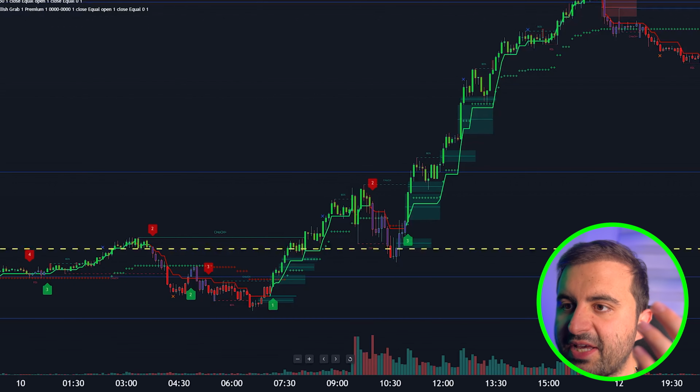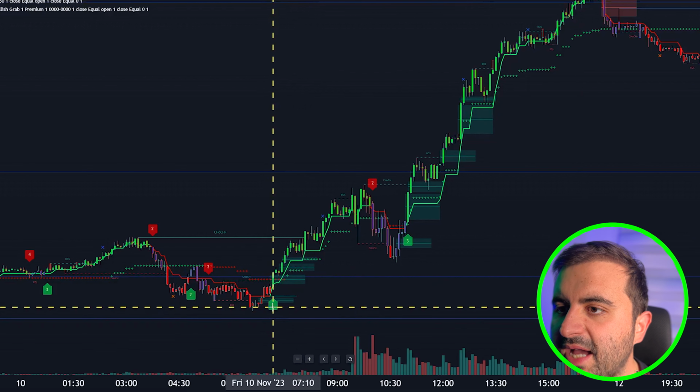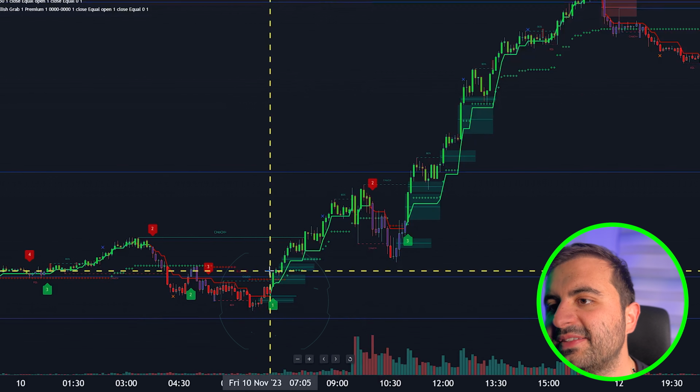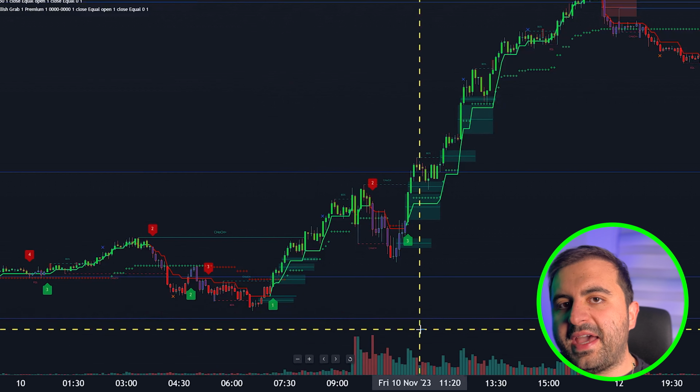Let's look at another example here. So in the pre-market hours, LuxAlgo gave a buy signal, but it is classified as 1.